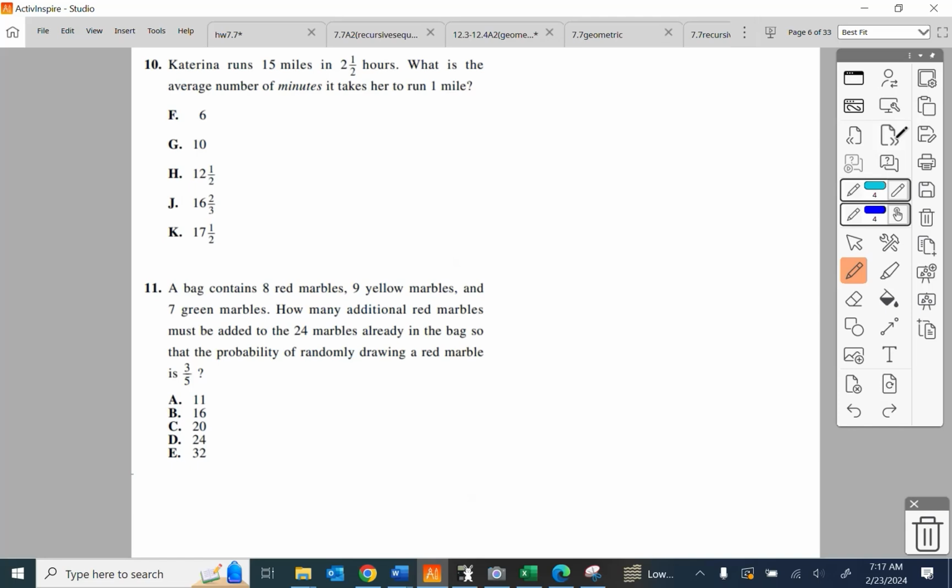Katerina runs 15 miles in 2.5 hours. What is the average number of minutes it takes her to run 1 mile? Well, this shouldn't be too hard. We'll just do unit conversion. 1 hour is 60 minutes. So 15 miles in 2.5 times 60. That would be the setup. That would give me how fast she runs per minute, actually.